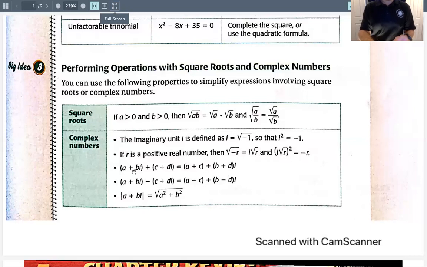Looking here, what you do when you add two complex numbers is you add the real parts separately, and you add the coefficients of the imaginary parts separately. Same with subtraction. And here's what a lot of students might forget: the absolute value of a complex number. They'll probably ask you one of those on the test. It's just the Pythagorean theorem with the a and the b: the square root of a squared plus b squared. You have that formula there for you. I would make sure you have that readily available when you take your test.